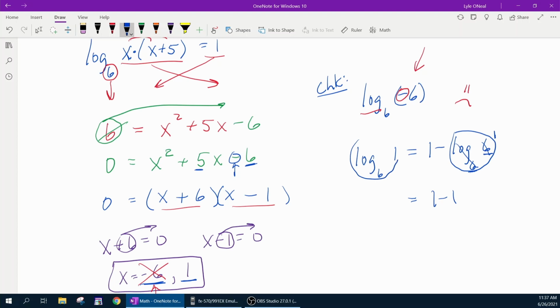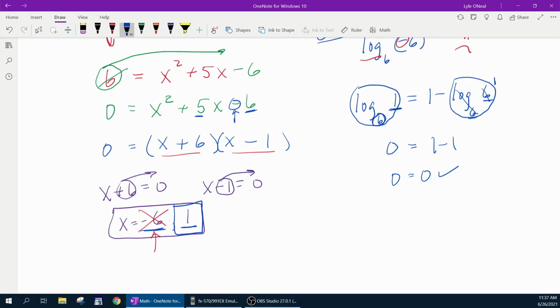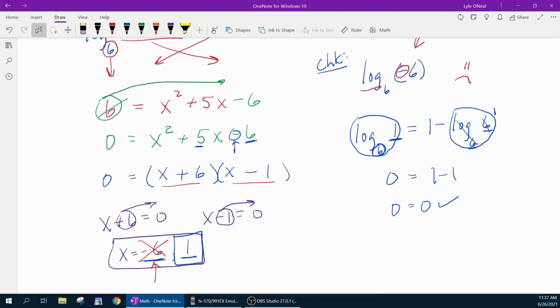On the left-hand side, we're taking the log of 1. And again, if you think back to previous lessons, I said no matter what the base is, if you're taking the log of 1, that answer is 0. And 1 minus 1 is 0, and that checks out. And so the only acceptable answer here, the only correct answer is 1. And that is going to do it for that lesson.